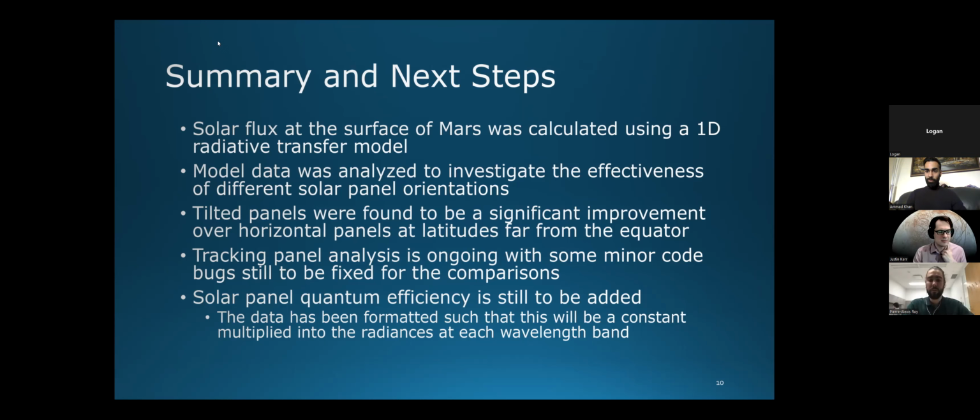Oh, there's a question from Logan. Yeah, hi there. So recently I've been hearing about dust on the surface of Mars and how that's been impacting solar panels. So I'm just wondering if the tilt of these panels could have any impact on dust accumulation.